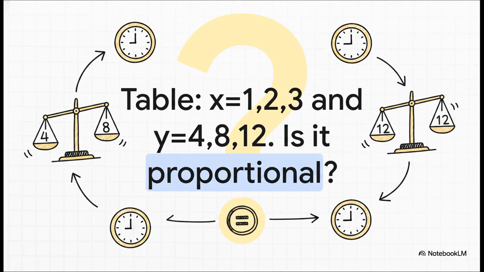A table shows x equals 1, 2, 3, and y equals 4, 8, 12. So do the quick mental math with me and test if the ratio of y divided by x remains perfectly uniform. Okay, 4 divided by 1 is 4. 8 divided by 2 is 4. 12 divided by 3 is 4. It's a constant rate across the board, so yes, this is absolutely proportional.